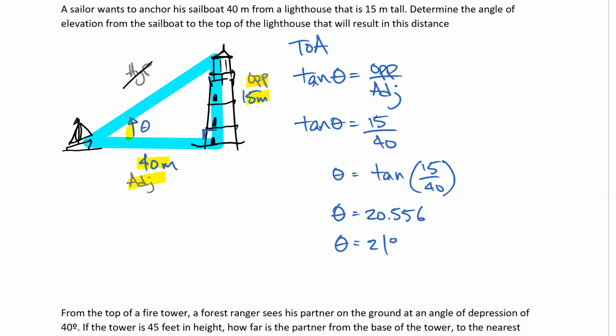All right, did you get this? You'll see the TOA substitution in, do tan inverse on both sides. Oops, tan inverse. Indicate that, right? Of 15 over 40 and get 20.556, which works out to be 21 degrees. Okay, and you can wrap it up with a statement and say, therefore, the angle of elevation is 21 degrees.